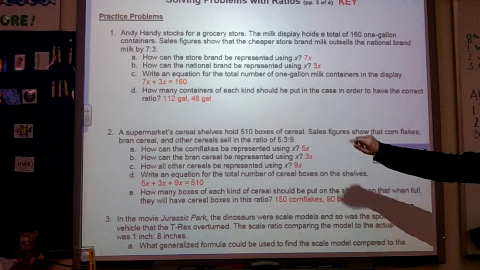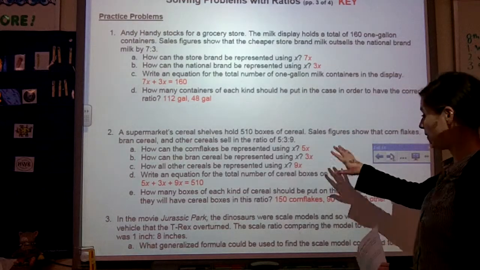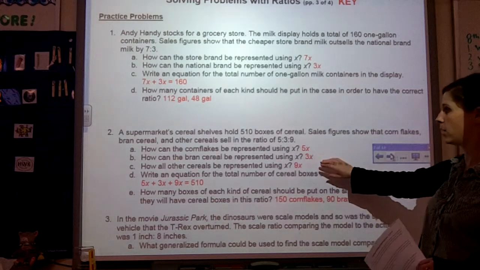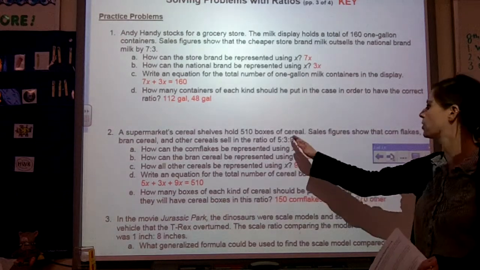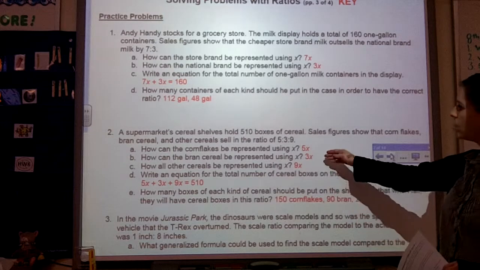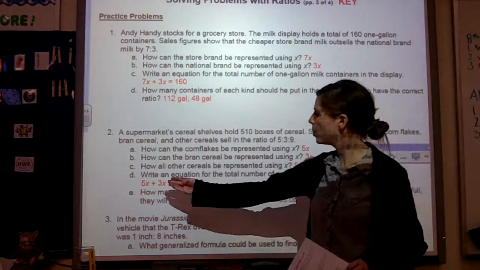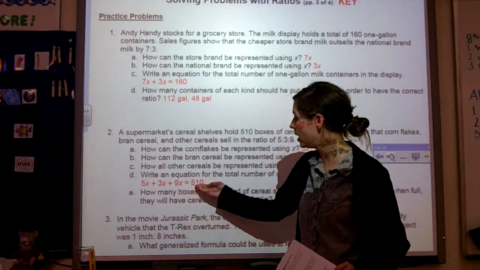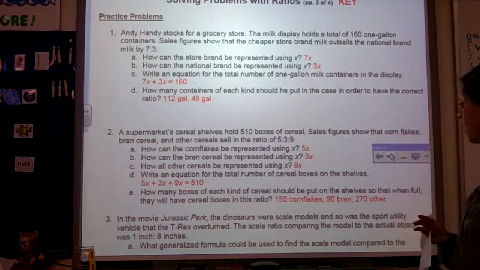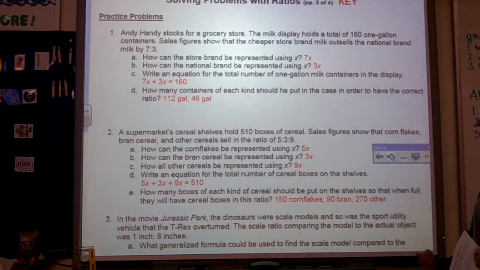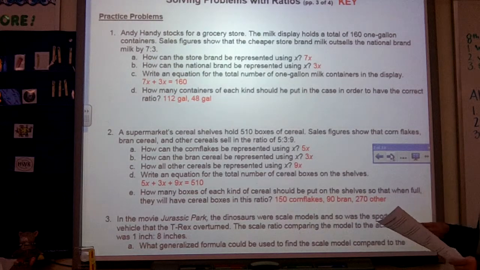A supermarket cereal shelf holds 510 boxes of cereal. Sales figures show that Corn Flakes brand cereal and other cereals sell in the ratio of 5:3:9. So obviously we're going to use 5X, 3X, and 9X. To write the equation, you set the sum of those three equal to 510, and you solve to get 150 Corn Flakes, 90 brand, and 270 other.